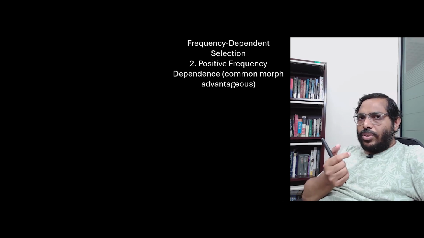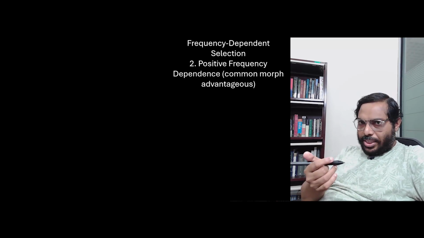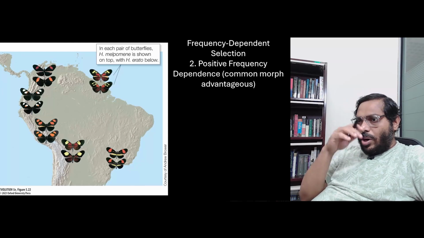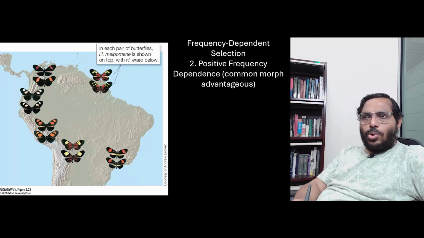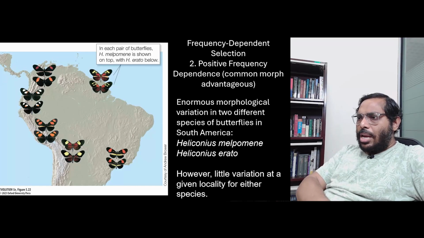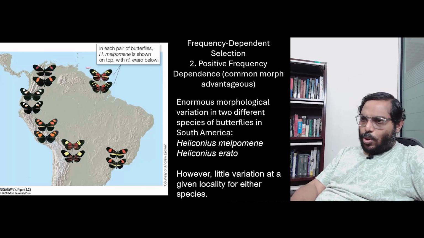What is positive frequency dependence? When the common morph has a fitness advantage. Okay. So, just to give you an example, what I am showing you over here are two species of butterflies. Whatever is on top is known as Heliconius melpomene, these ones on the top, and what is at the bottom is another species called Heliconius erato.